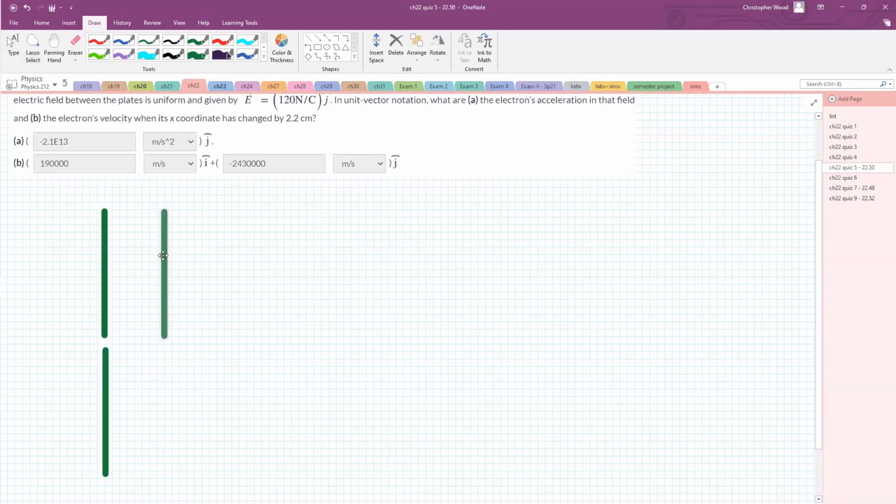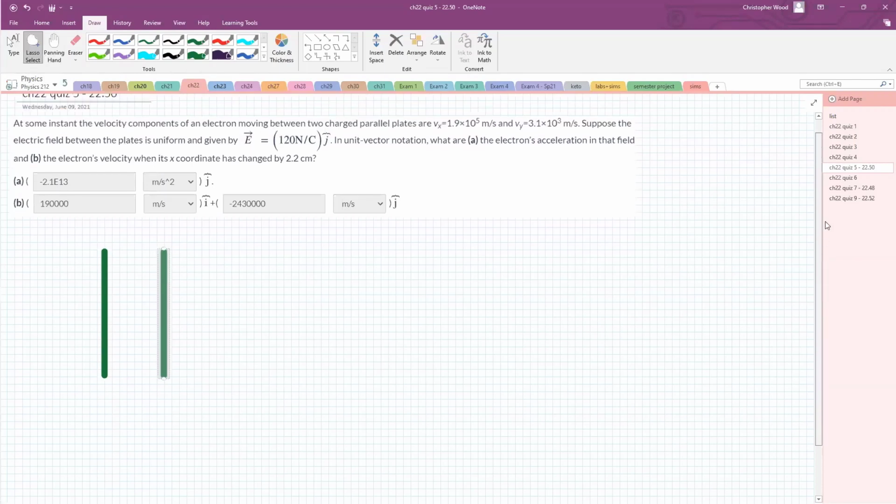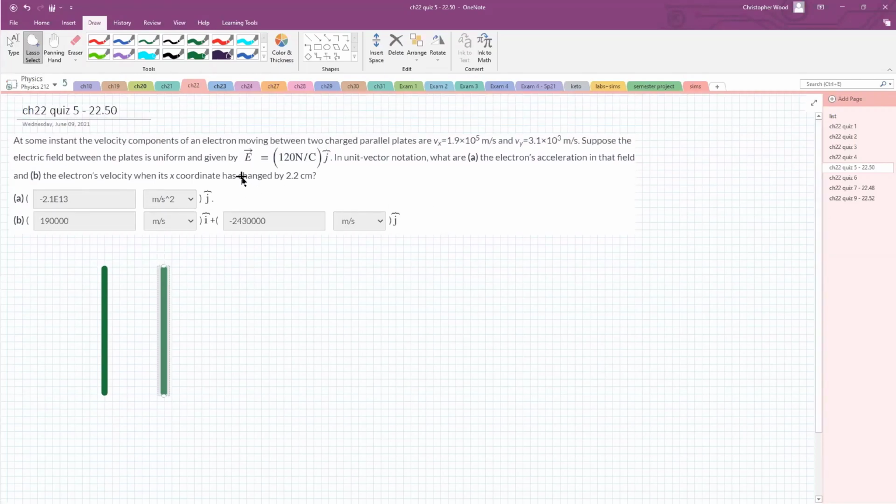All right, so I'm drawing two parallel plates. At some instant, the velocity components of an electron moving between two charged parallel plates. So whatever these parallel plates are, they're charged plates. Okay, two charged parallel plates. Suppose the electric field between the plates is uniform and given as follows. All right, so this is the magnitude of the electric field. And this is a keyword: uniform.